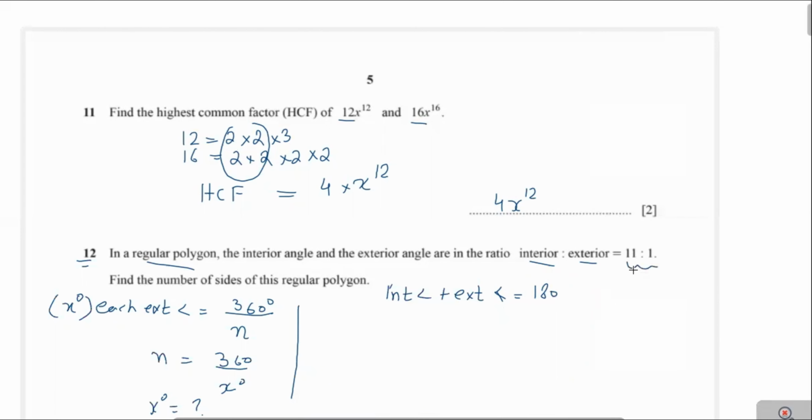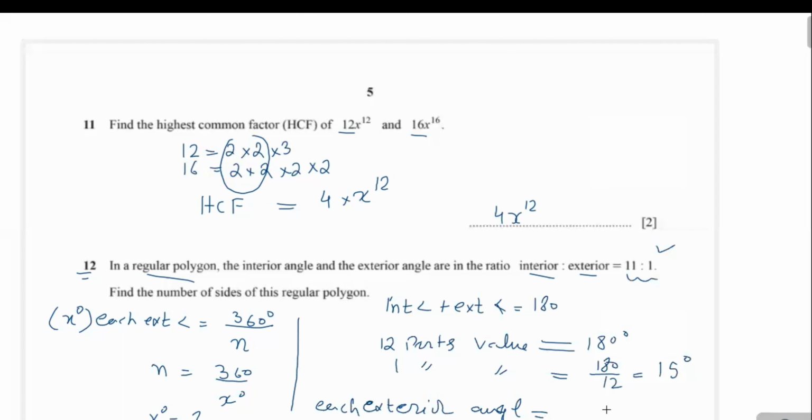You see here the ratio of interior and exterior is 11:1. Therefore, 12 parts value is equal to 180 degrees. Therefore, one part value will be equal to 180 over 12, and that is equal to 15 degrees. And therefore, we can say that the exterior angle is having ratio 1. Therefore, each exterior angle will be equal to 15 degrees, and we suppose that is x.